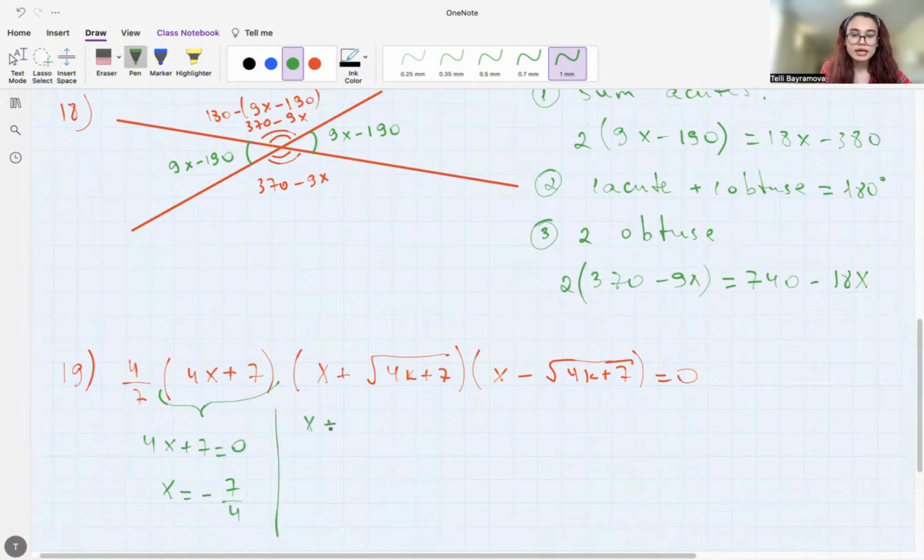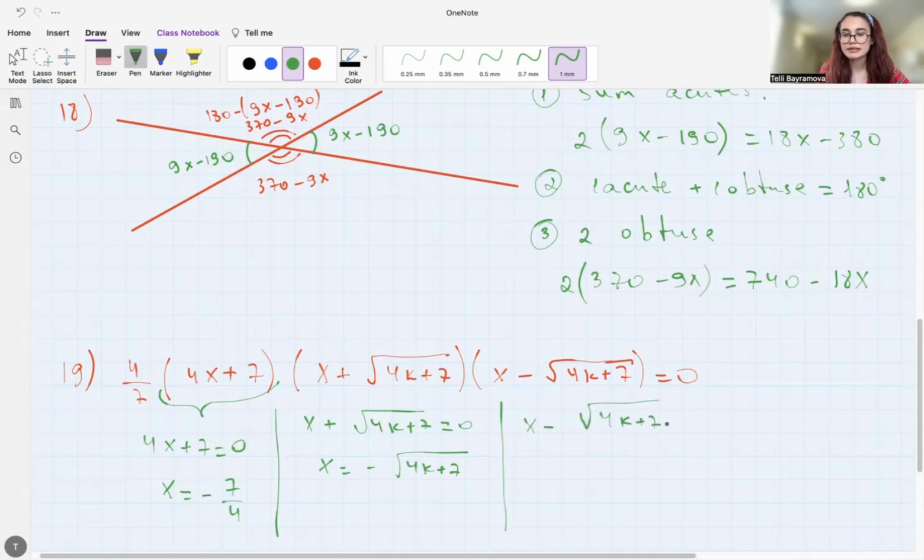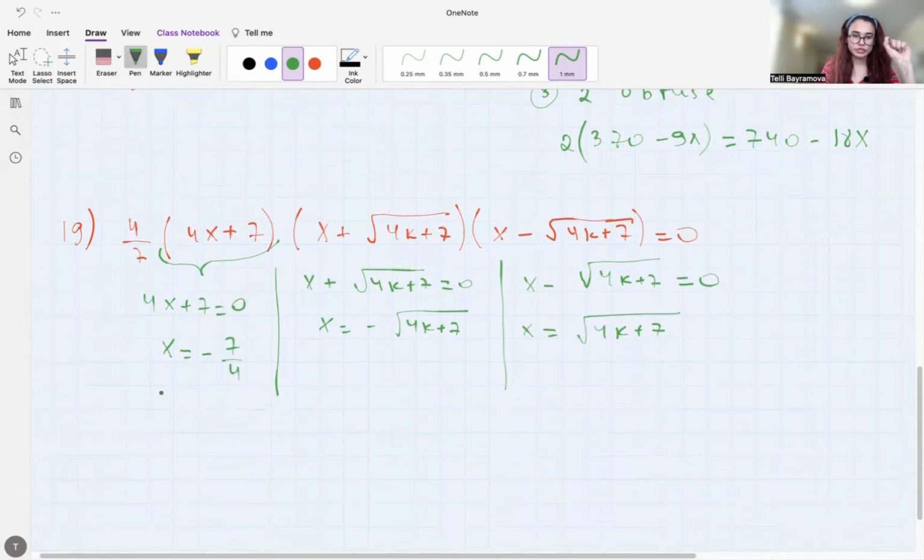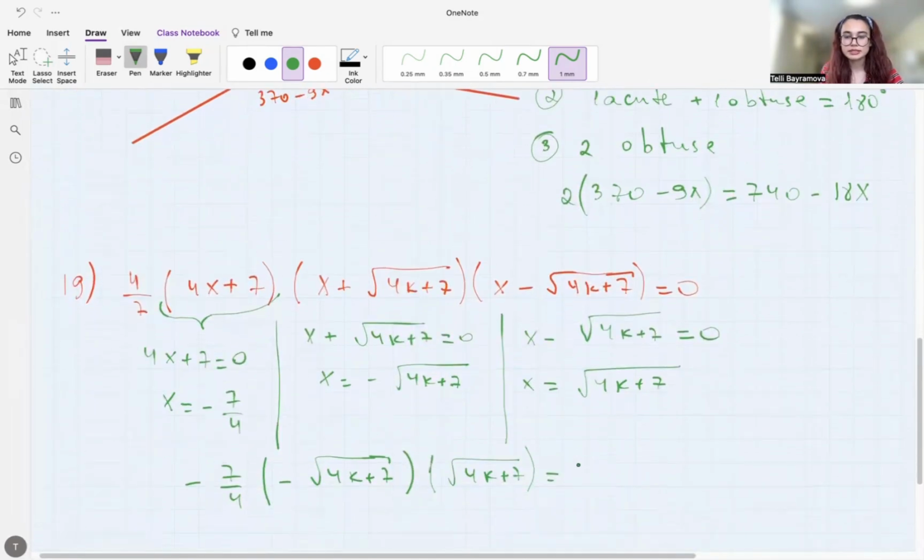Then x plus root of 4k plus 7 has to be equal to 0. Then x equals negative root of 4k plus 7. And the last one is x minus root of 4k plus 7 equals 0, so x is root of 4k plus 7. They said that the product of the solutions, negative 7 over 4 multiplied by negative root of 4k plus 7 and multiplied by root of 4k plus 7, equals what? The product equals 77.